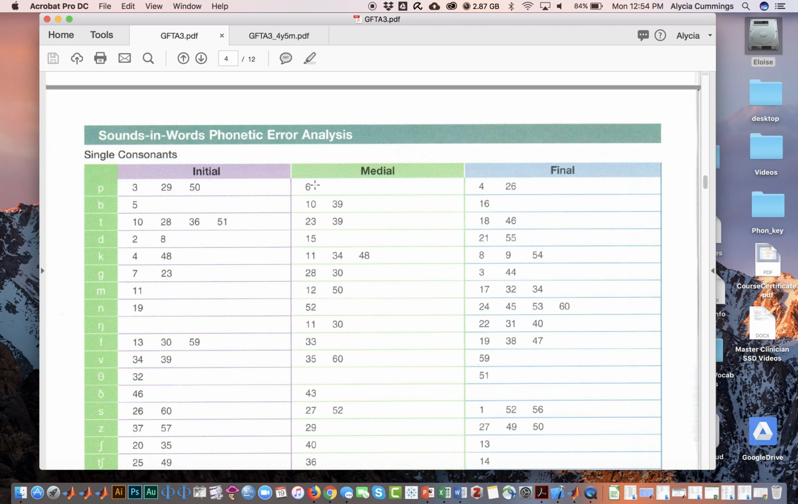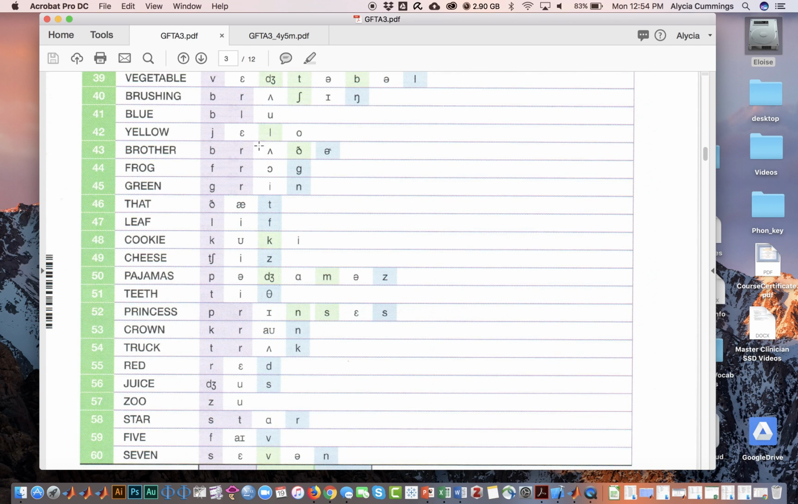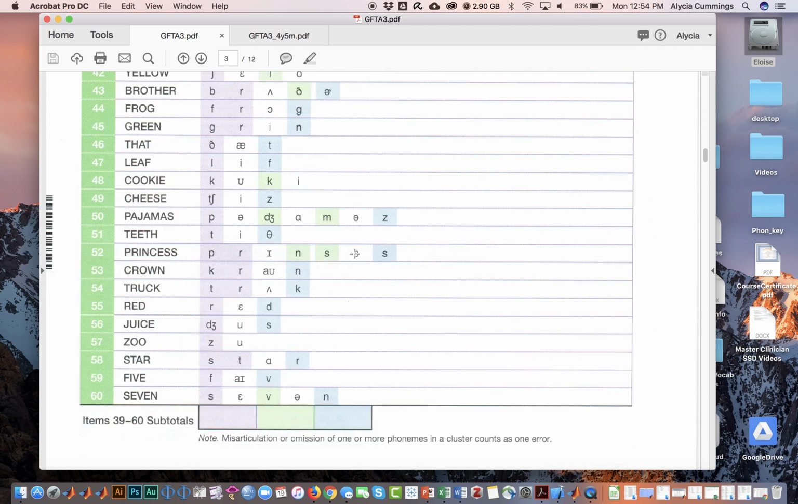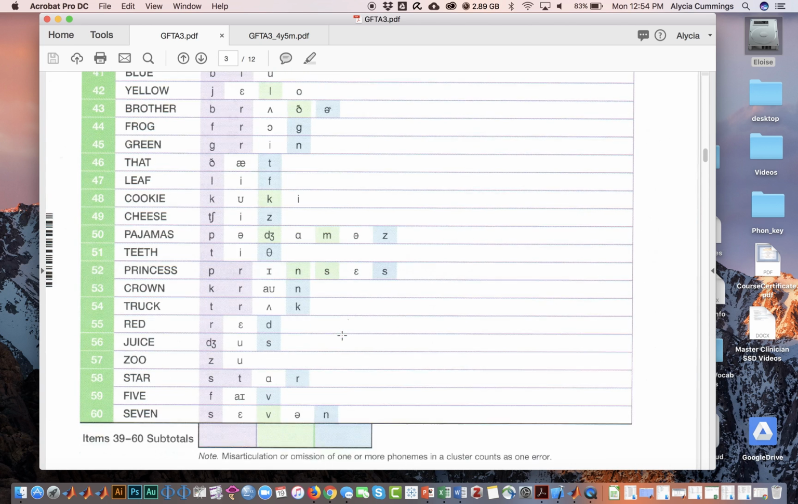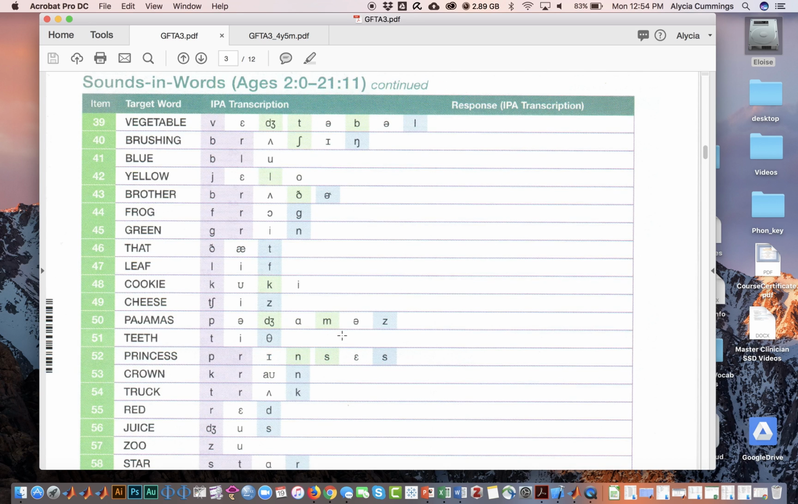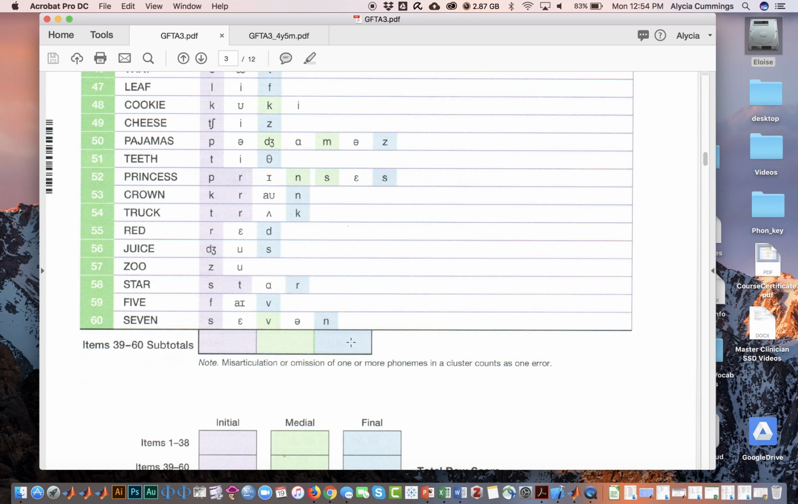And to explain how I actually score this, once I've gone through and transcribed and crossed off all my target sounds, it wants you to count initial as purple, medial as green, and final as blue. I'll be honest, when I look at this, it is so hard for me to scan through and figure out which are initial and which are medial. As you see here for pajamas, the J and the M are medial consonants, but they're often lined up with the final consonants. It is ridiculously hard for me to count this way.